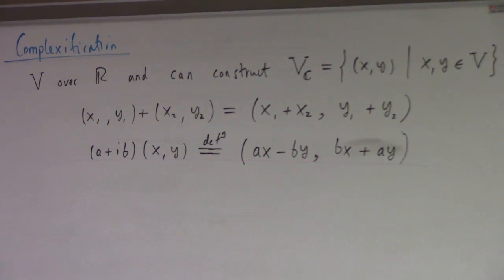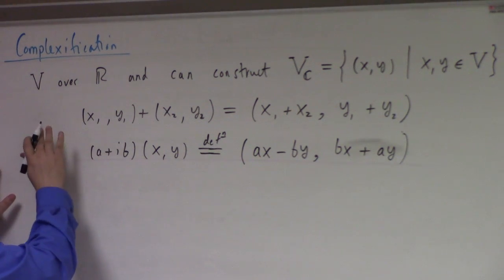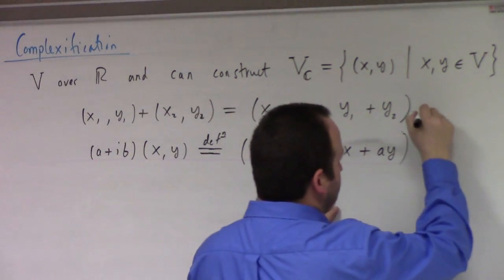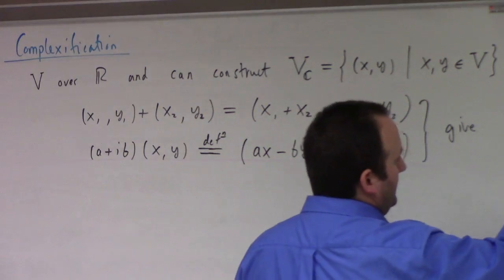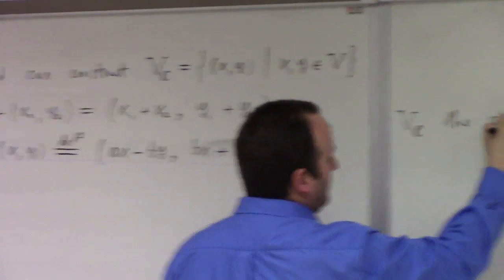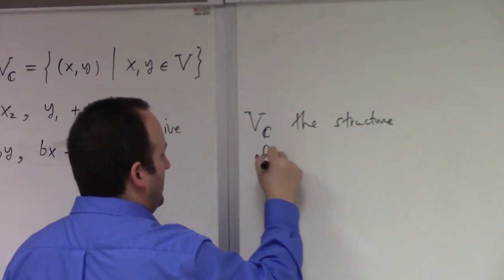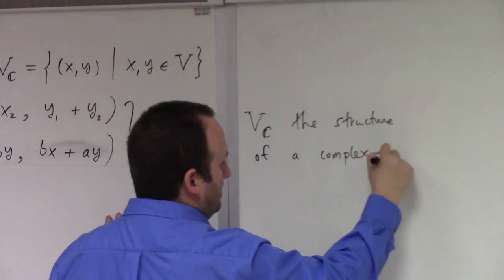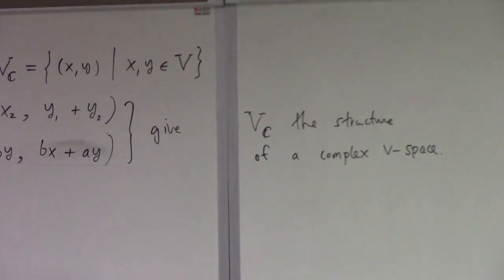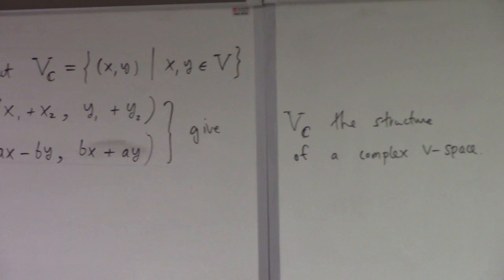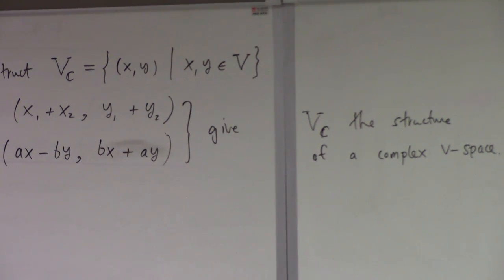And so the point here is that you can check that these two things give V sub C the structure of a complex vector space. What's that mean? All that means is we have scalar multiplication by complex numbers. But that also means if we study linear transformations on the complexification of V, it makes sense to talk about eigenvalues which are complex. And so you can easily prove that this is a legit scalar multiplication.